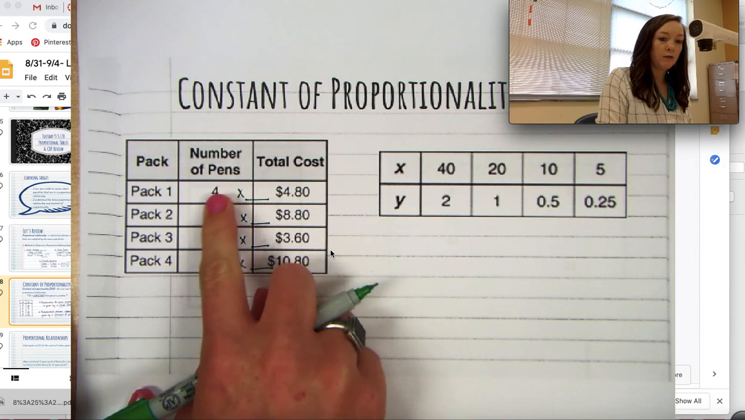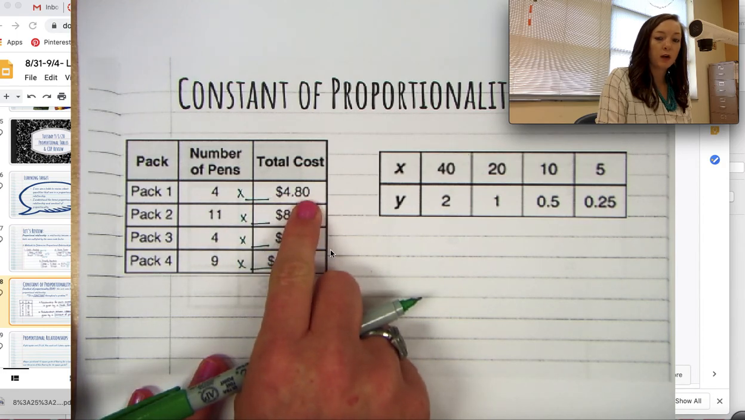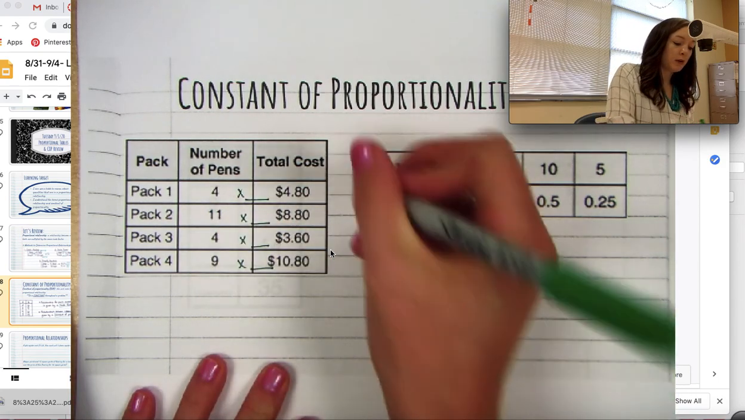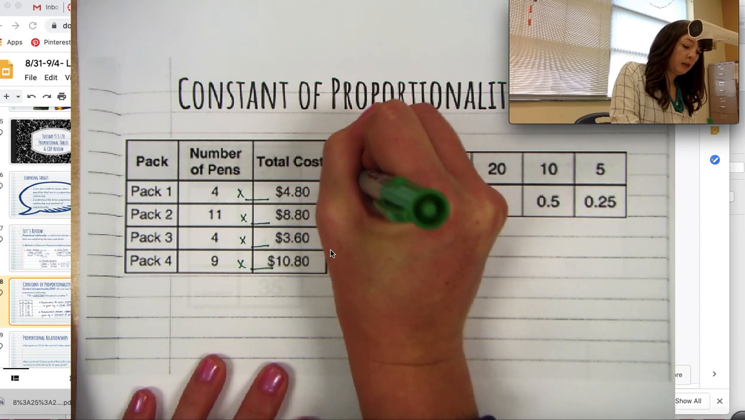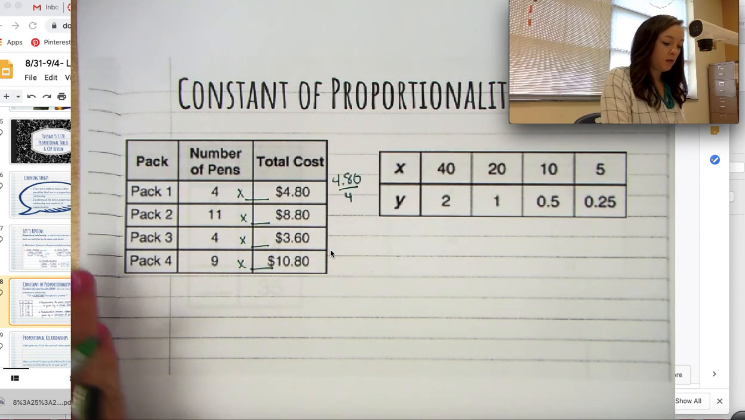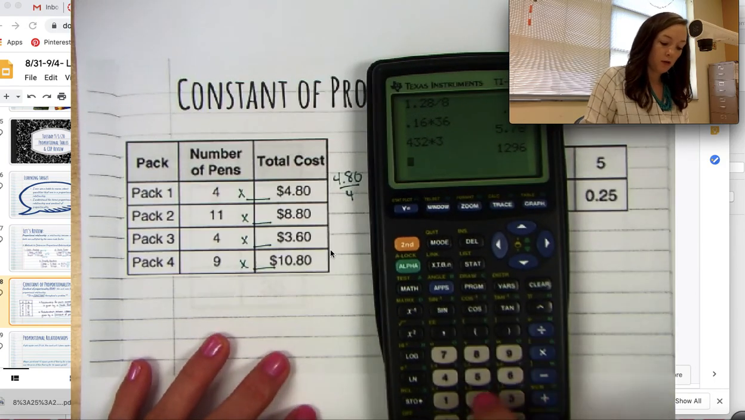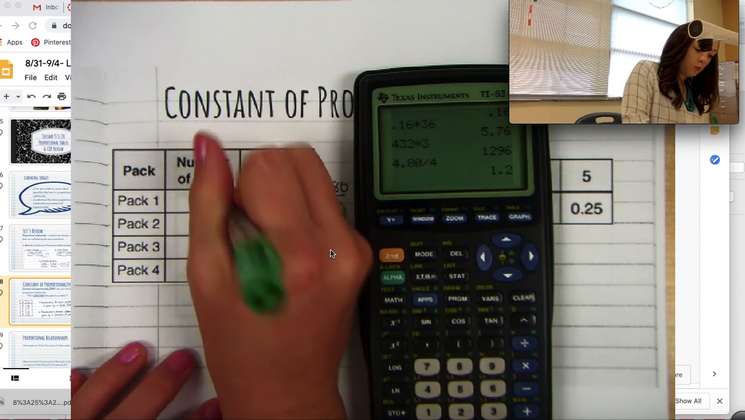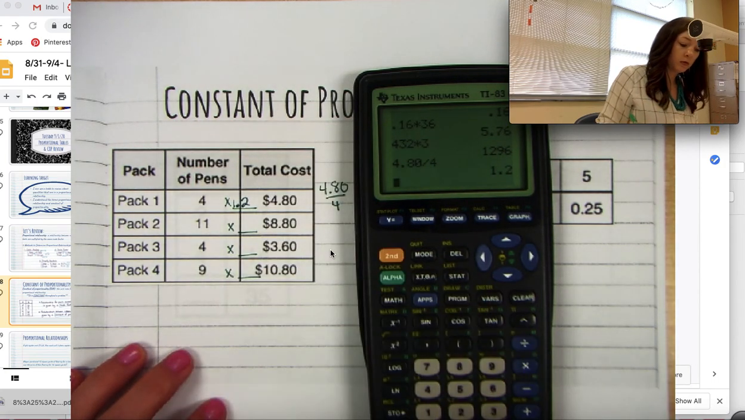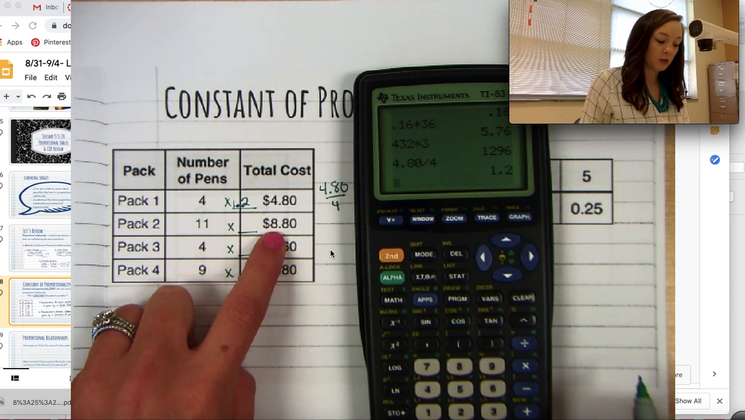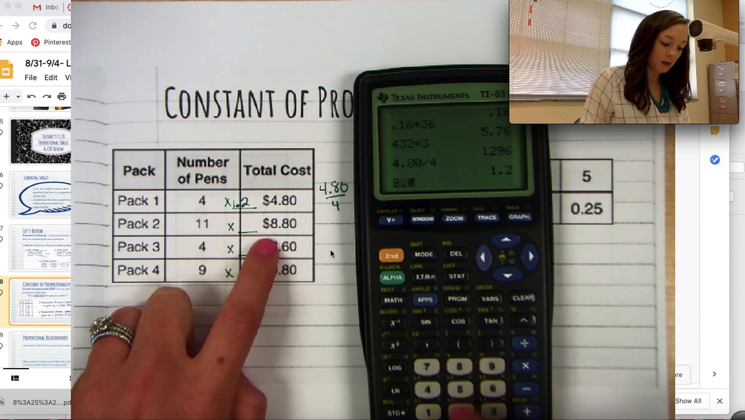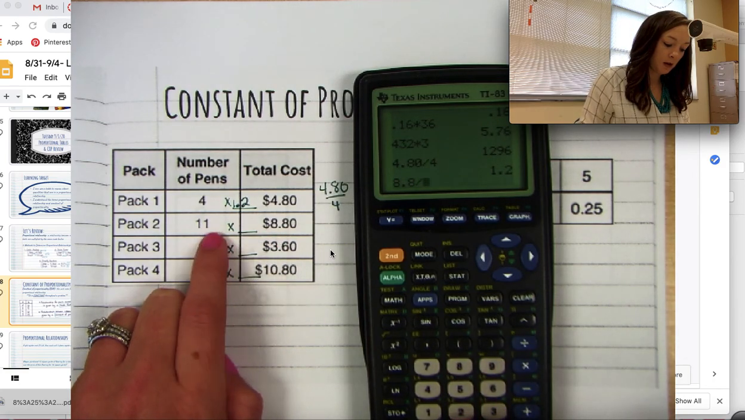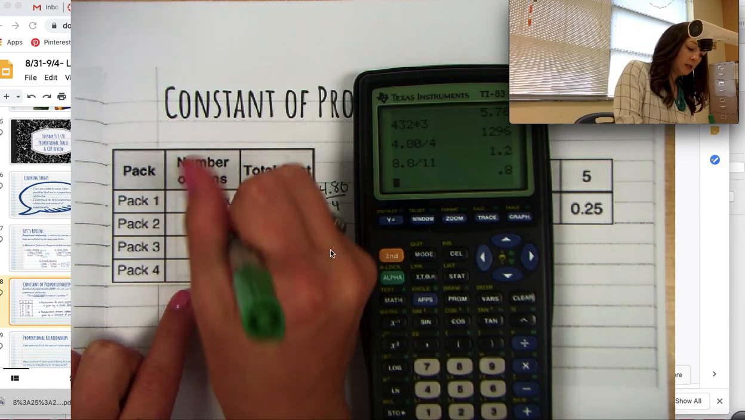So I'm figuring out 4 times some number gives me $4.80. I don't know that. It's not going to be a whole number. So let's use the inverse operation. $4.80 divided by 4. Well, let's use our calculator. $4.80 divided by 4 is 1.2. I'm going to do that same inverse operation for every row. $8.80 divided by 11. You get 0.8.